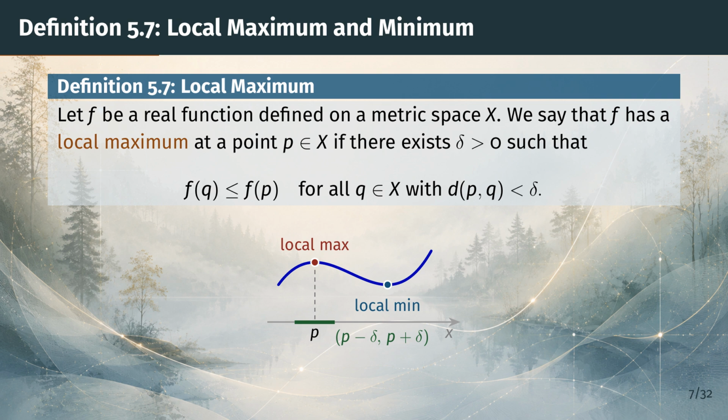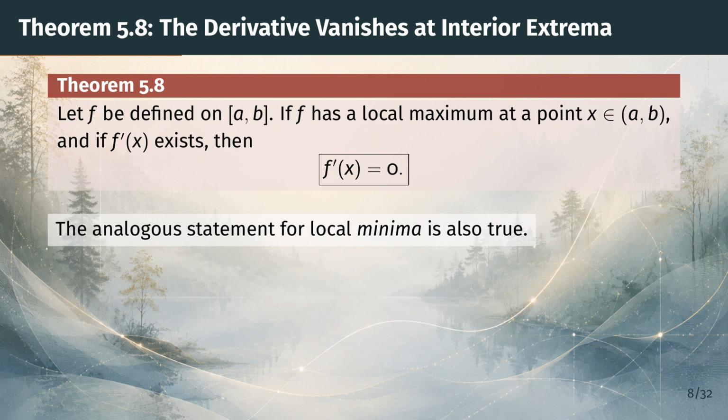Next, we prove the fundamental fact about derivatives at such points. Here is Theorem 5.8, the basis of many applications of differentiation. It is often called Fermat's theorem. Suppose f is defined on the closed interval from a to b, and suppose it has a local maximum at an interior point x. If the derivative of f exists at that point, then it must be 0. The same conclusion holds at a local minimum.